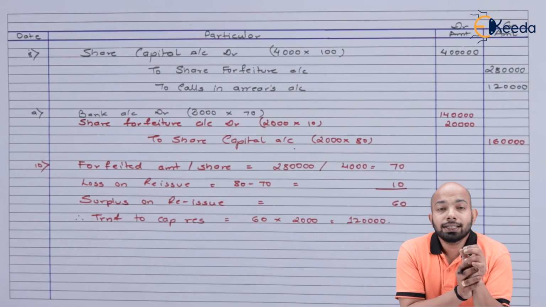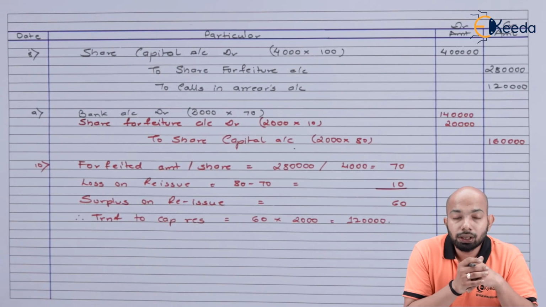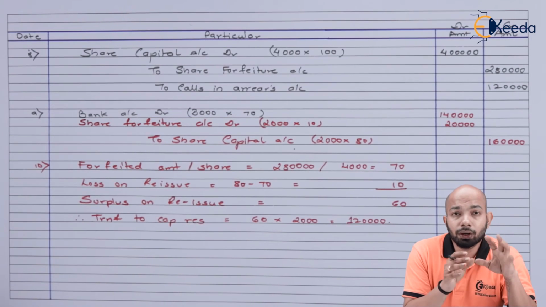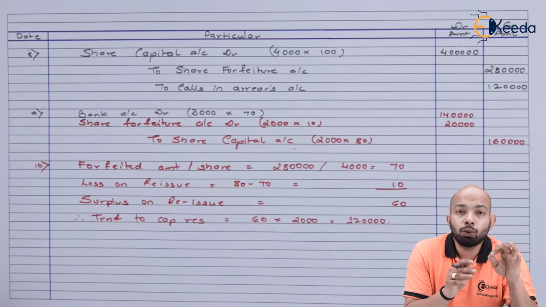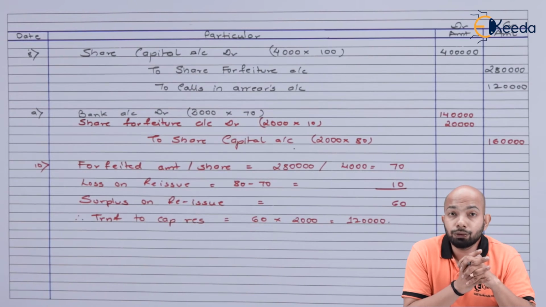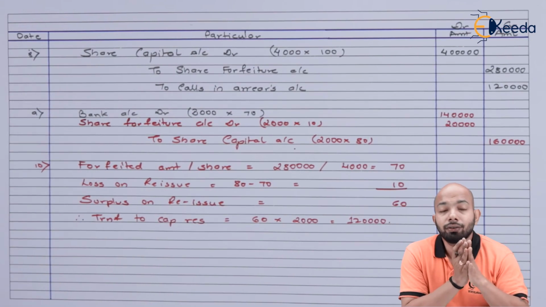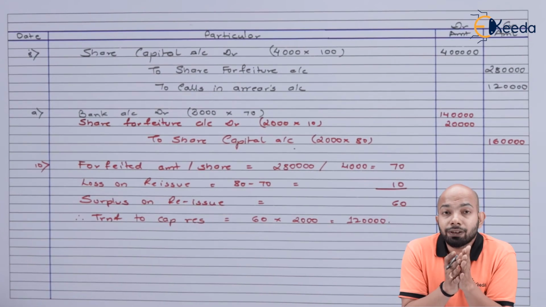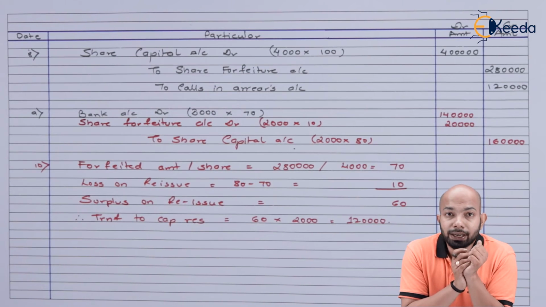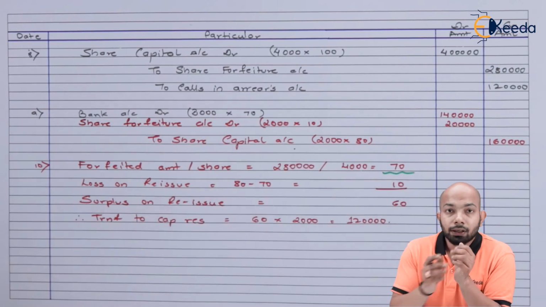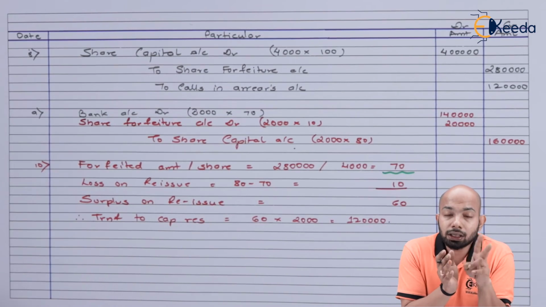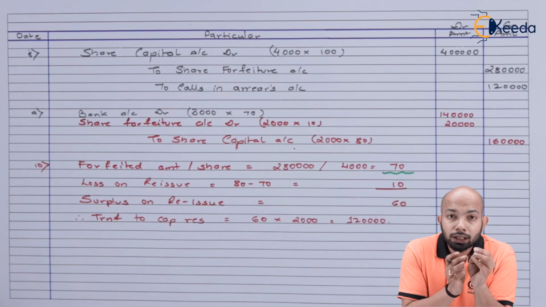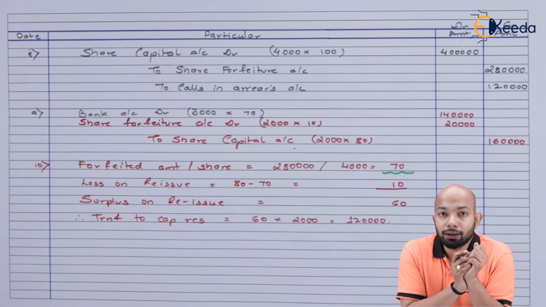That can be done by utilizing the opening balance of the share forfeiture account divided by the number of shares forfeited. That means somewhere around 4,000 shares were forfeited here, and the total balance that we had during that share forfeiture was 2,80,000. So 2,80,000 divided by 4,000 will give you around 70 rupees per share. Out of that, you have to subtract the loss that has been paid. So the total loss that you have paid here while reissuing is around 10 rupees. That loss has been paid, so that will be subtracted. Whatever is left, that is the surplus that you have.